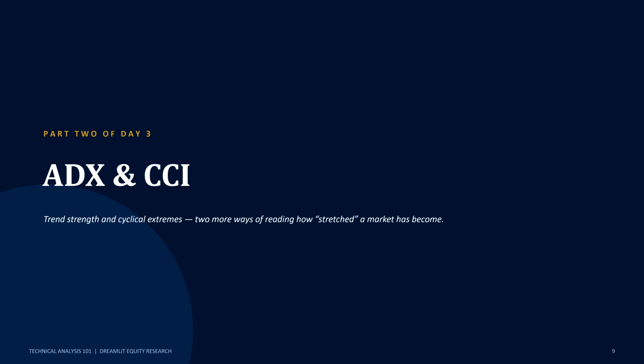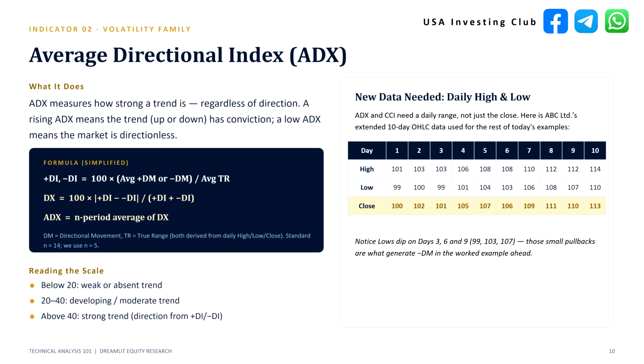Before we build either formula, we need new data. Both of these tools require the daily high and low, not just the close, because they measure range and directional movement directly. Here, just ahead. The Average Directional Index measures how strong a trend is, regardless of direction. A rising ADX means the trend, whether up or down, has real conviction. A low ADX means the market is essentially directionless.